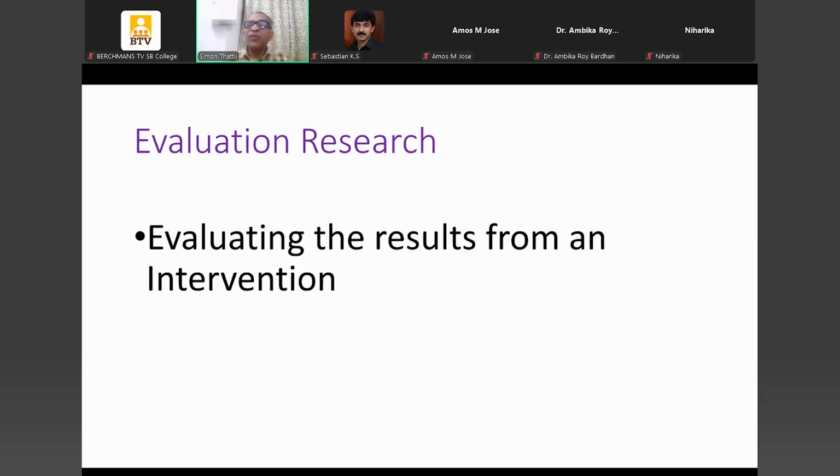Now you have evaluation research. What is this doing? It is evaluating the results or the outcome from an intervention. One is diagnosing or evaluating something from an issue.